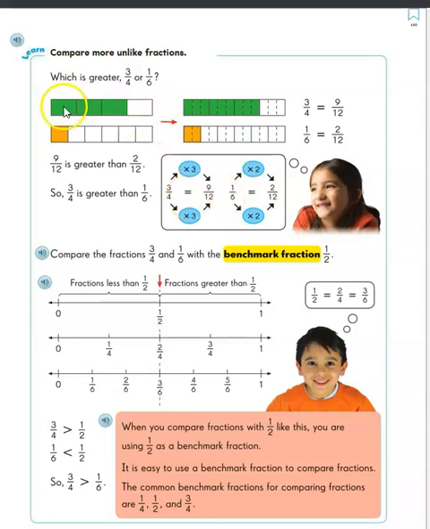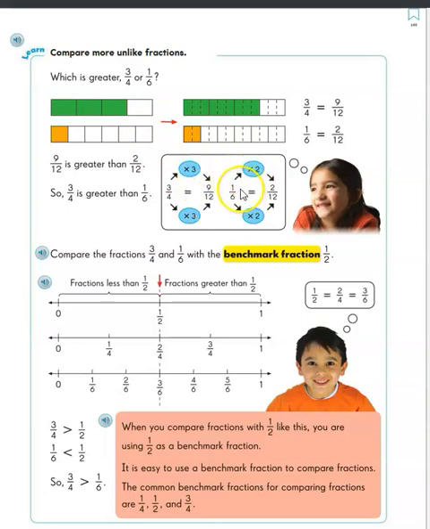And we can see that up here, right? This 3 out of 4 is the same as if we were to split that same bar into 12 pieces and color 9 of them. That's exactly the same size as that. So now we have our 9/12.